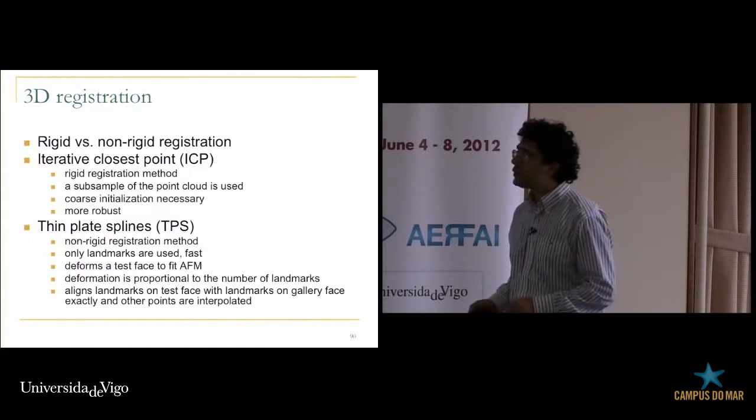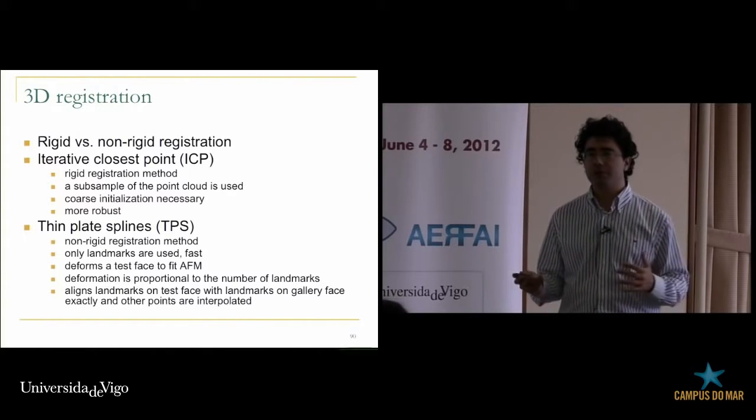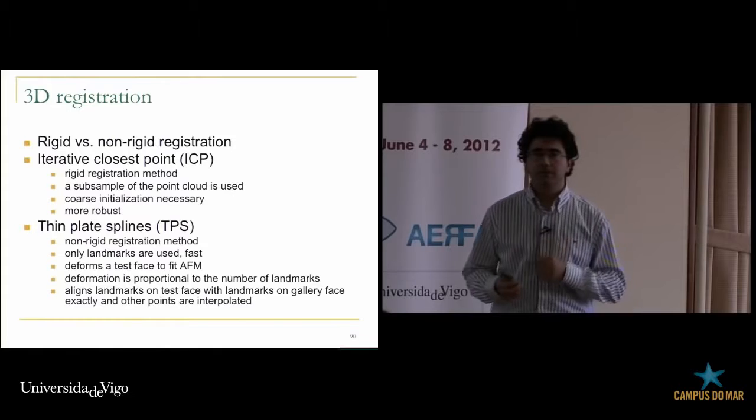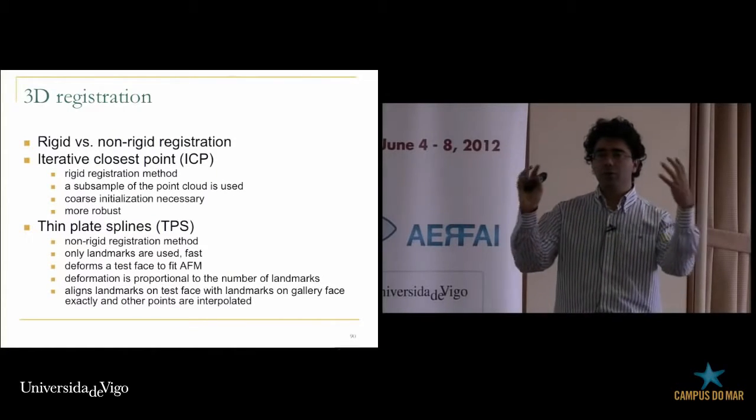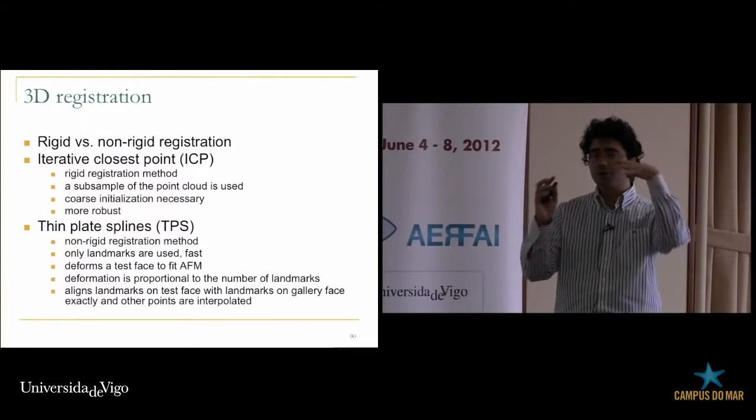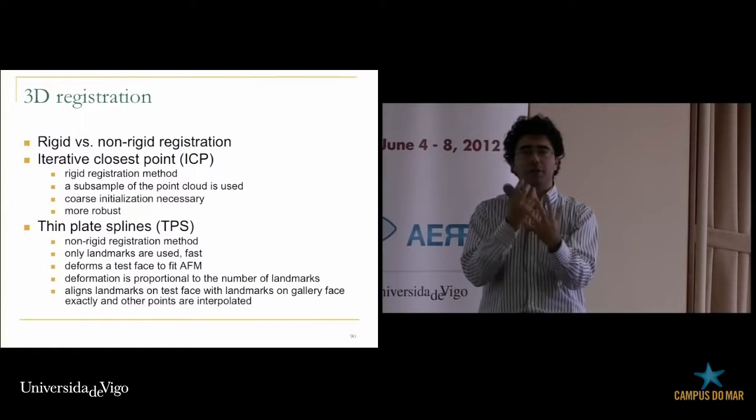Now, in 3D, we have either rigid registration or non-rigid registration. Rigid registration means you have a 3D object, you don't disturb its shape, you just rotate or translate that shape and you fit it that way.